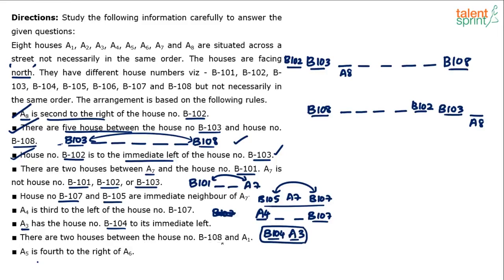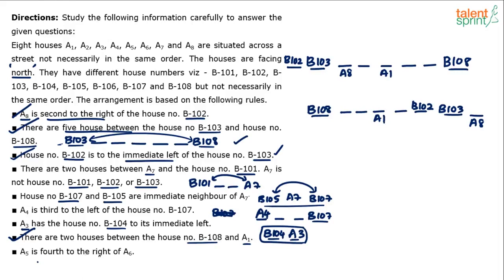Next point, there are two houses between 108 and A1. Now this can be directly put up in the arrangement because 108 is fixed. See, that's what I was telling you, right? Let's find out those things which can be put directly in the arrangement here. Since 108 is already planted in the possible cases, I can plant A1 also. 108 is here. There should be two houses between 108 and A1. So 1, 2, this should be A1. In case number 2, B108 is here. There should be two houses between 108 and A1. So 1, 2, and this should be A1. So this clue is done.